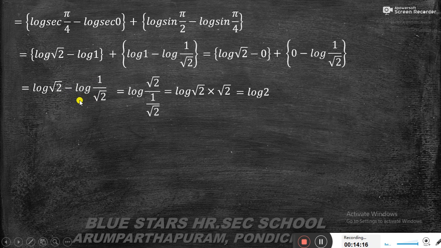So you see this is a numerator by denominator, that means log of a by b equal to log a minus log b. So I write log root 2 by 1 by root 2. So in the next step, log of root 2 into root 2 is log 2. This is the answer, this is the area between the curves. So we find out the answer.